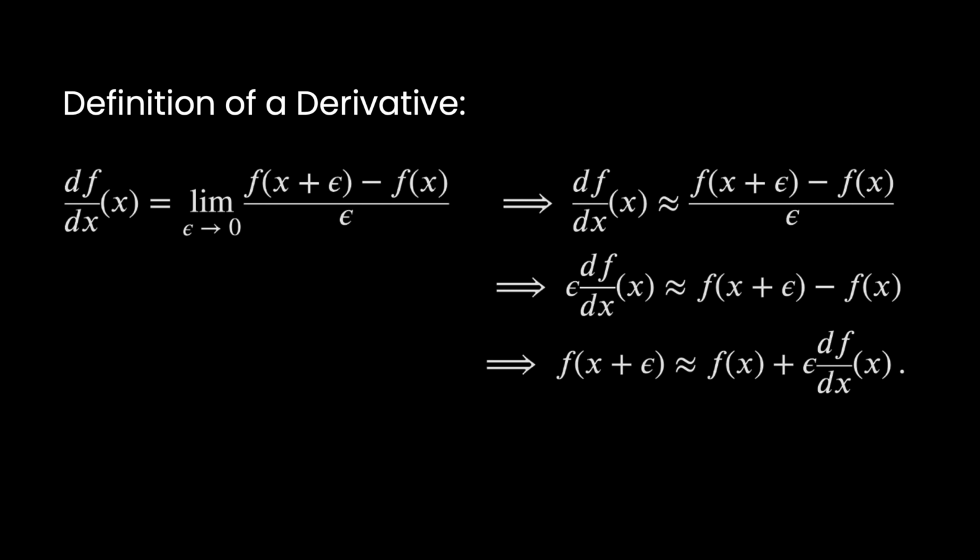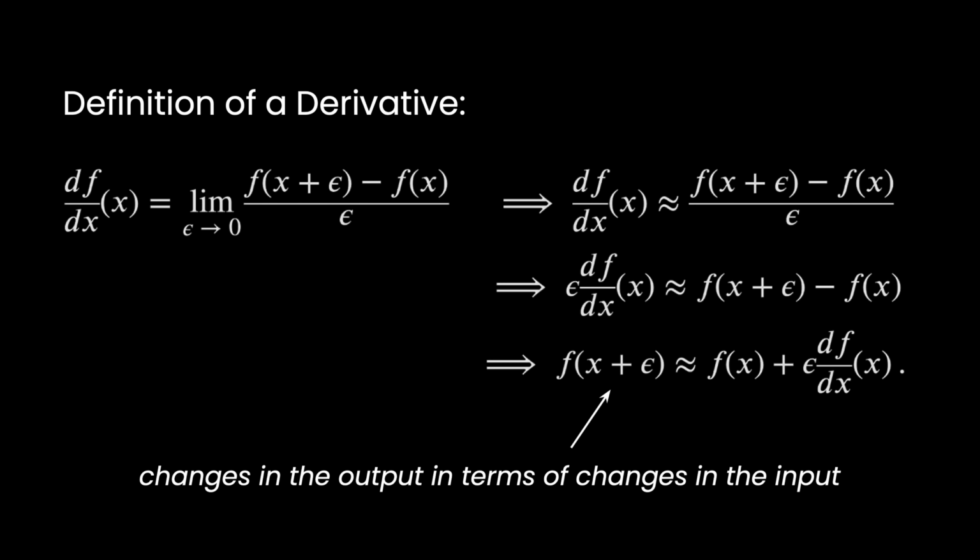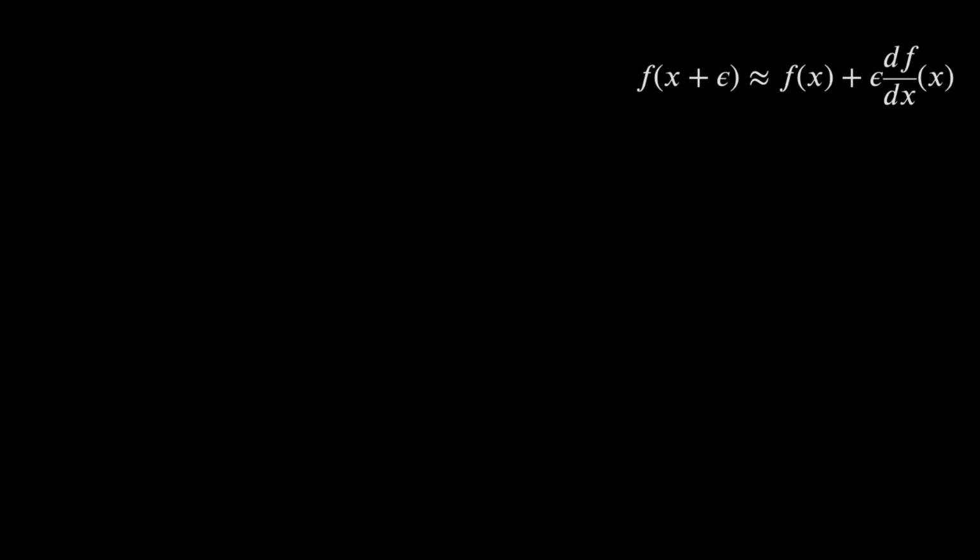To find our loss function, we start with the definition of a derivative. Instead of delta x, we'll use epsilon for infinitesimally small changes in our input. By reordering the terms in our approximation of the derivative, we can find the change in the output in terms of changes in the input. Taking the expression we have just derived, we can relate it to our loss function.